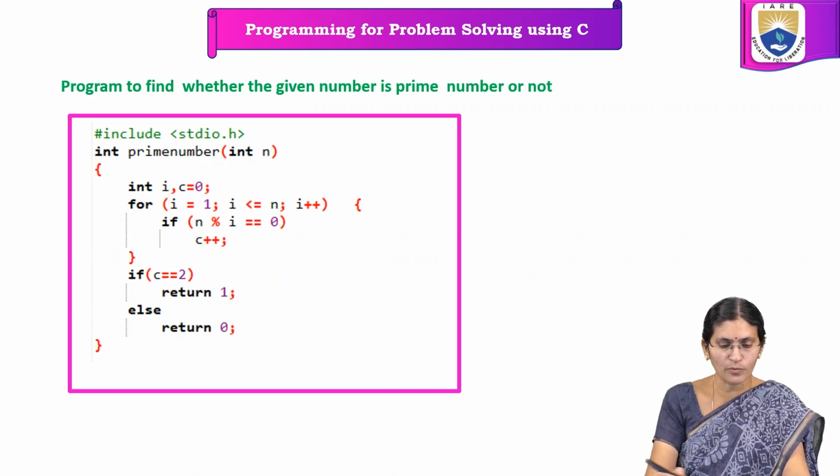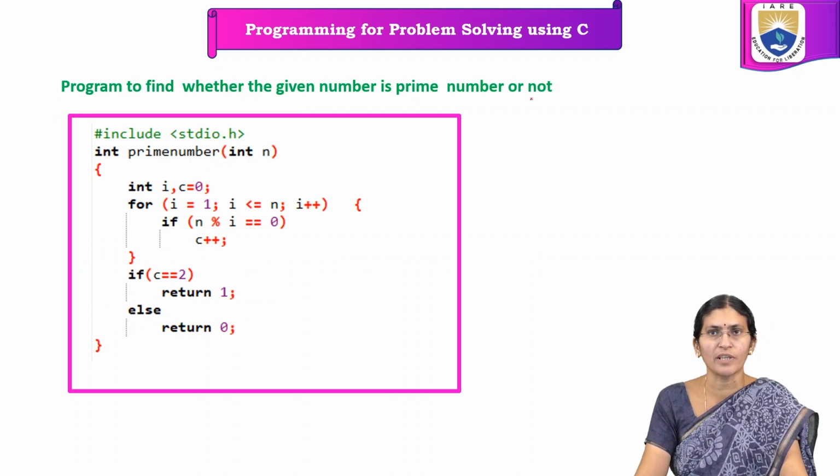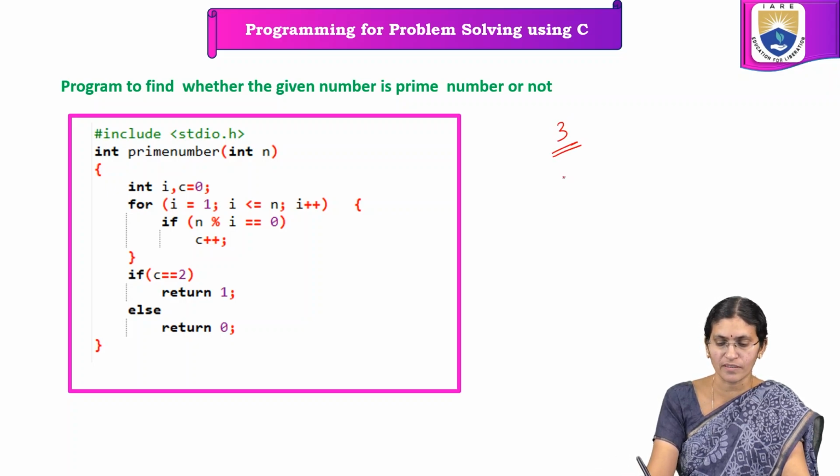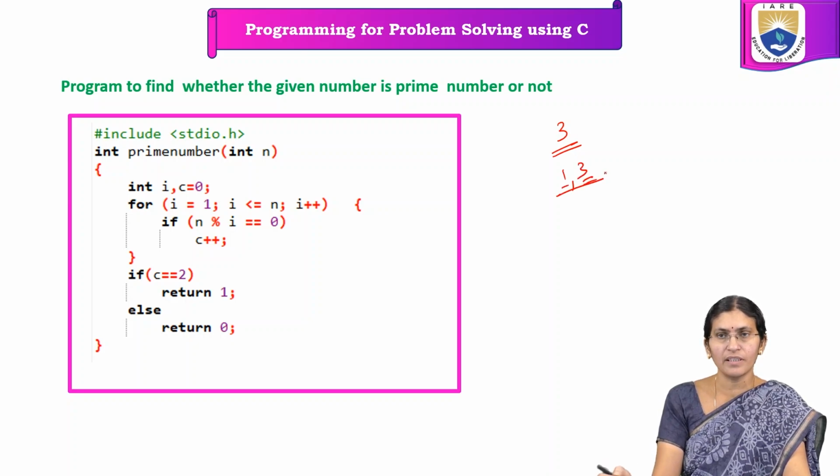So the first one is a program to find whether the given number is a prime number or not. We know that any number is a prime number if it has only two divisors. For example, consider 3. 3 is a prime number. Why? Because it has exactly two divisors, 1 and 3, the number 1 and the number itself.